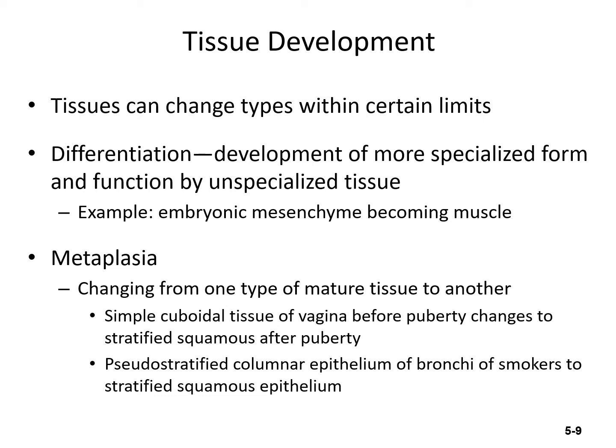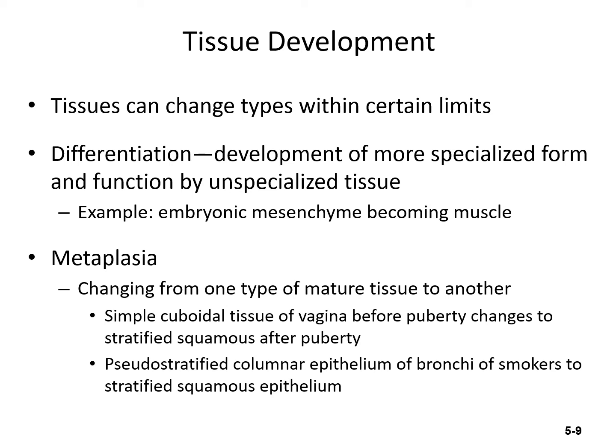So differentiation is simply the development of more specialized form and function from an unspecialized kind of precursor tissue. The example here would be embryonic mesenchyme becoming muscle. So mesenchyme is kind of this generic basic tissue type that is unspecialized, and as the embryo develops, that mesenchyme becomes a more specialized muscle tissue.